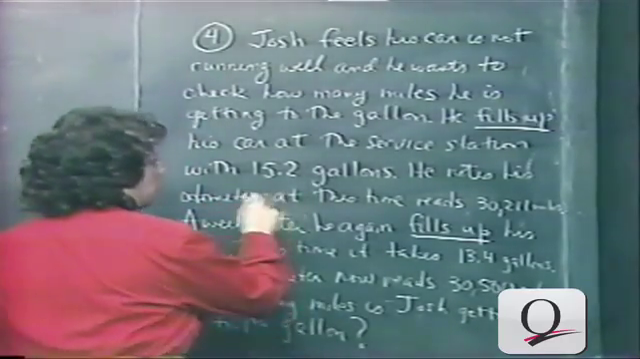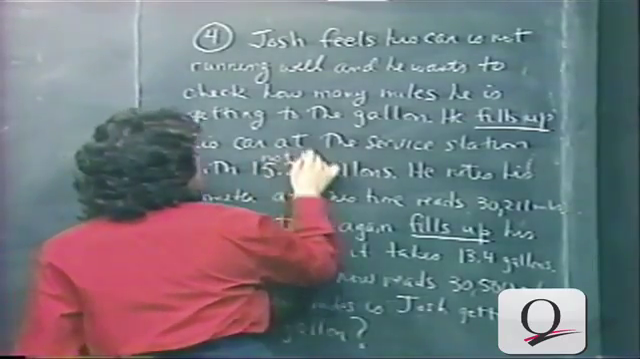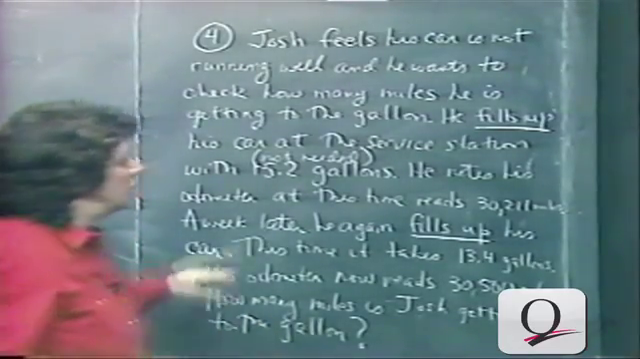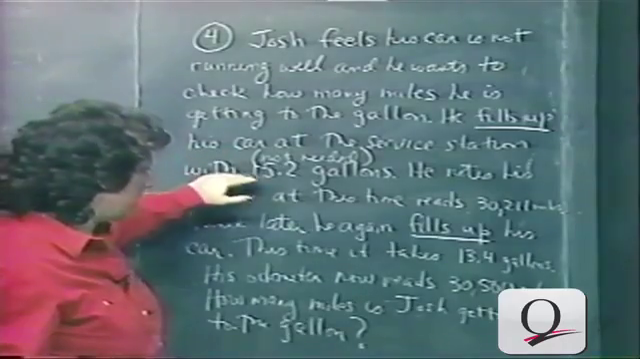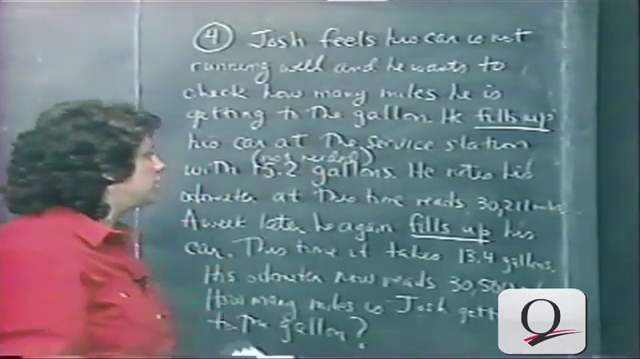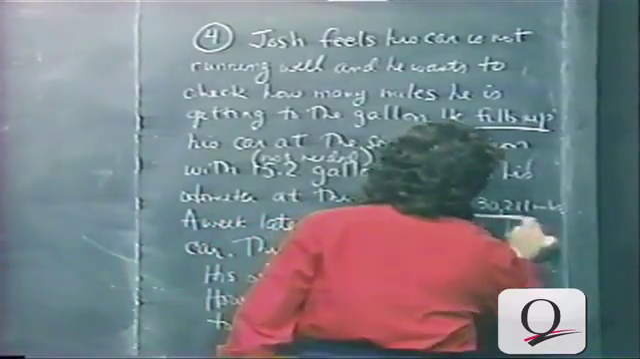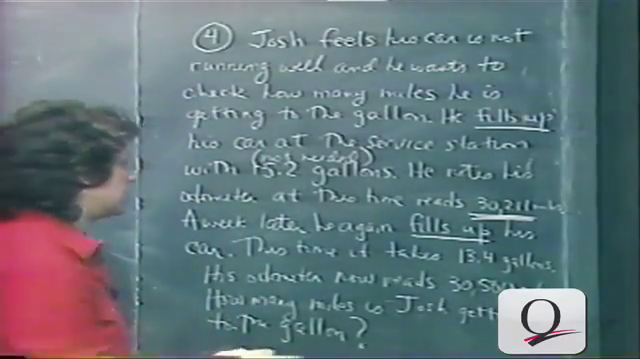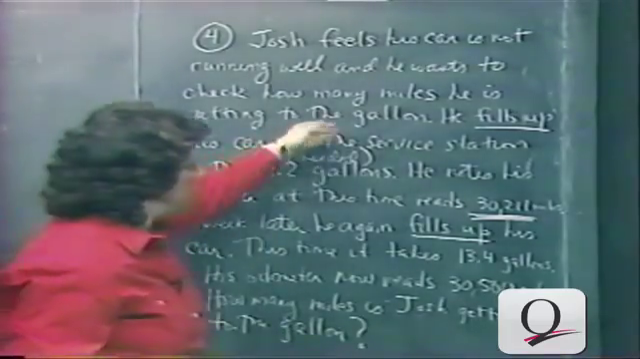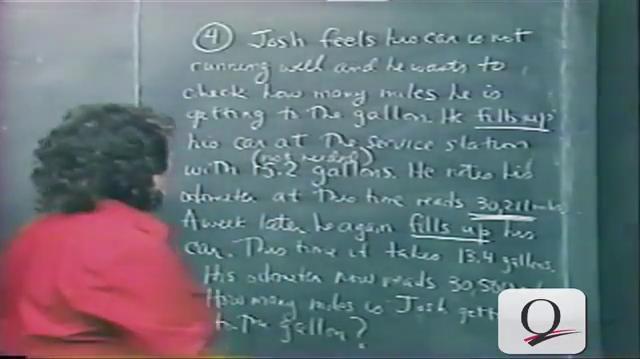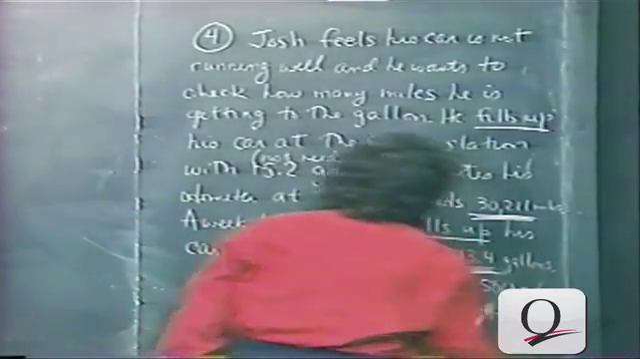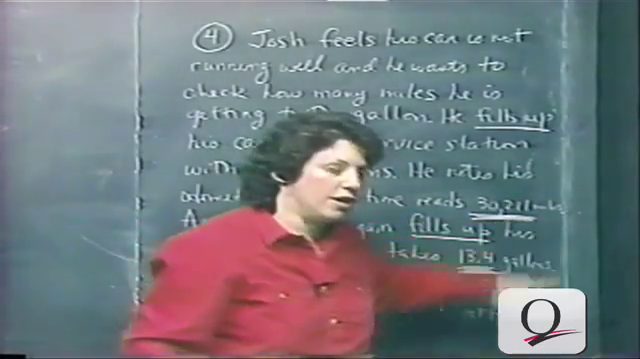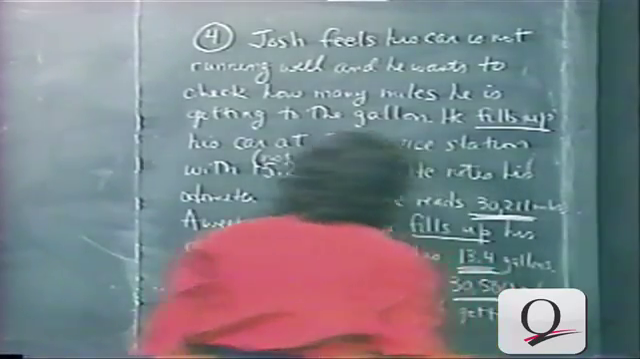So he goes to the service station the first time. Actually, this is not needed, the 15.2. I'm throwing it in here, but it's really not needed. The important thing is he starts by filling up his car. Okay, the 15.2 gallons here is not important. He needs to know he fills it up, and he starts with 30,211 miles. A week later, and the time, of course, is not important, he again fills up. That's important. If he fills up and he fills up again, then we can be sure that if it took 13.4 gallons, that's exactly what he used to go from 30,211 miles to 30,500 miles.